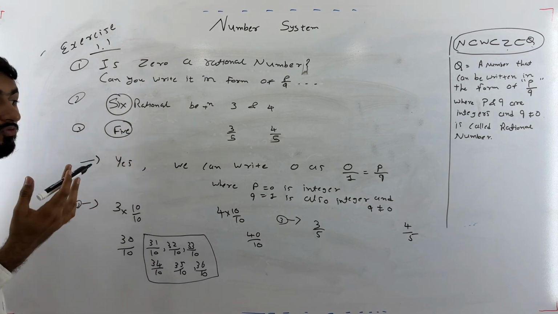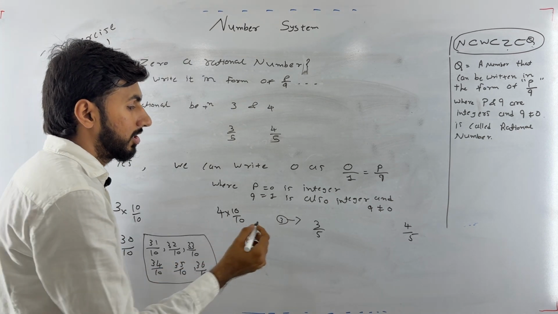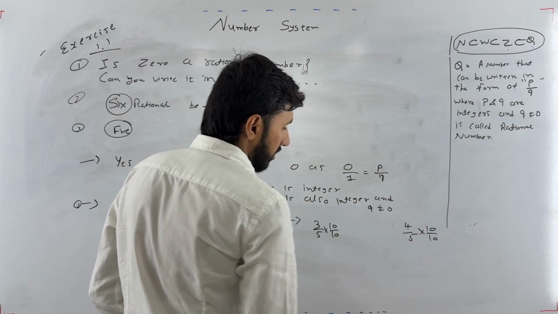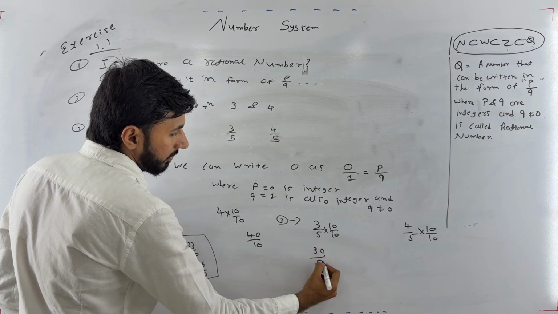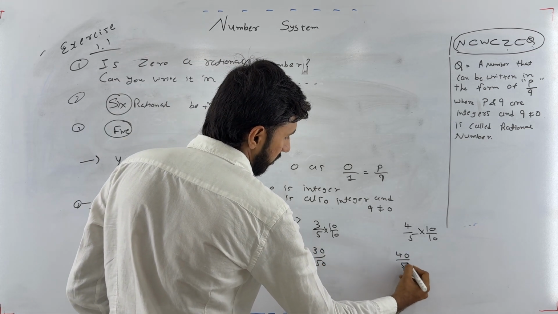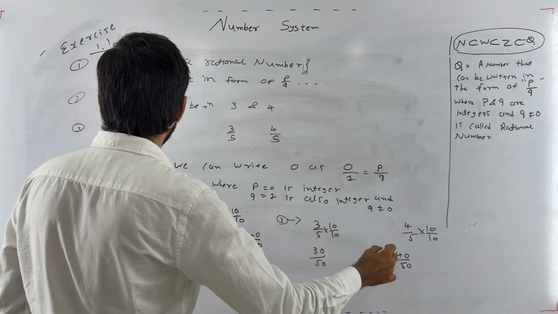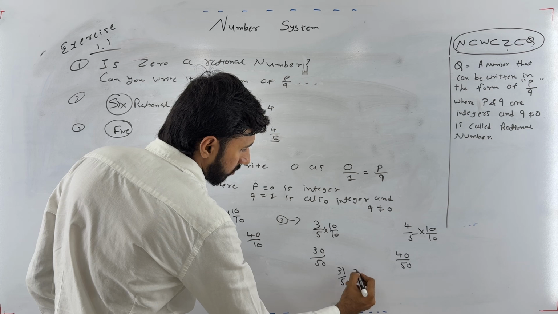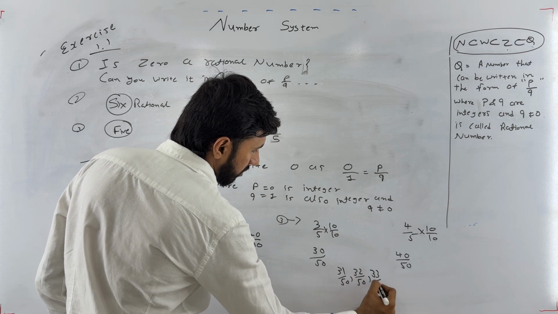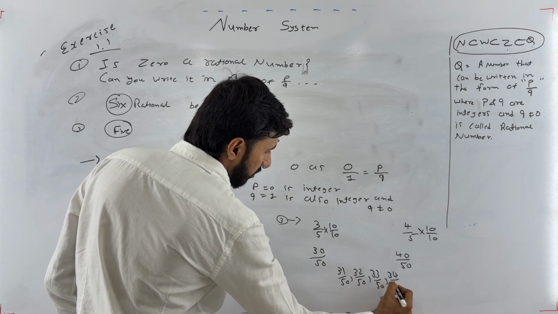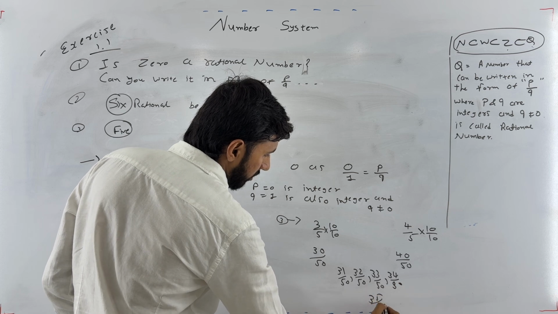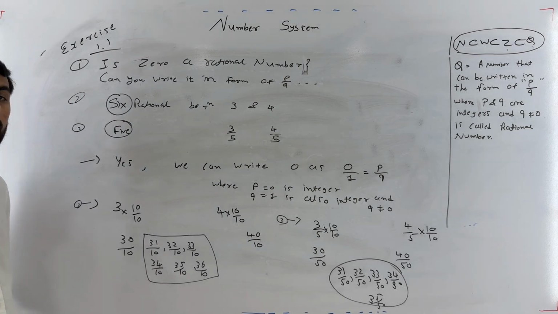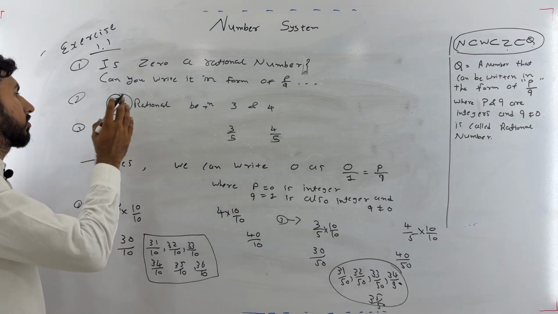See how many numbers we have to find. This is 5, so we will multiply and divide by 10, right? Then it will become 30/50 and 40/50. Write any 5 numbers between these, like 31/50, 32/50, 33/50, 34/50, and 35/50. These are 5 rational numbers that come between 3/5 and 4/5, right? So these are the first 3 questions.